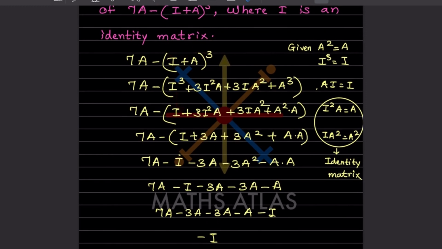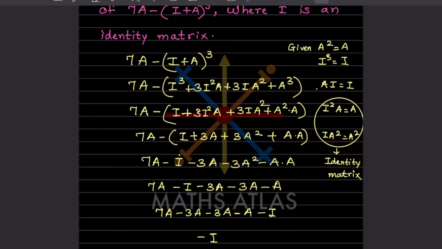See here. Again, what does this say? I cube is I. So I change it to I. This will be as it is. This will be as it is. This A cube is A square into A. So now again this same, and I square into A, that will be A. I square into A is equal to A, and I A square is equal to A square.